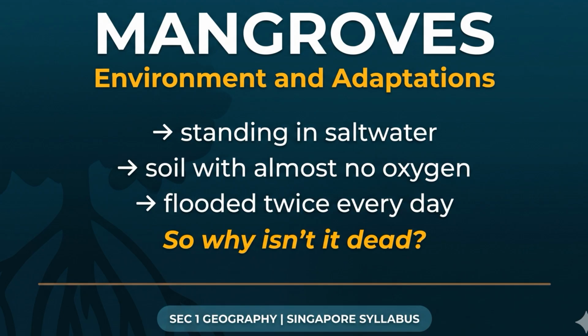I'm going to walk you through everything you need to know for your Sec 1 geography: the environment, the plant adaptations, the animal adaptations, and how to compare mangroves with the tropical rainforest. By the end, you will be able to write a complete exam answer on any adaptation question. Not a guess, a full, confident, marks-earning answer. Let's get started.